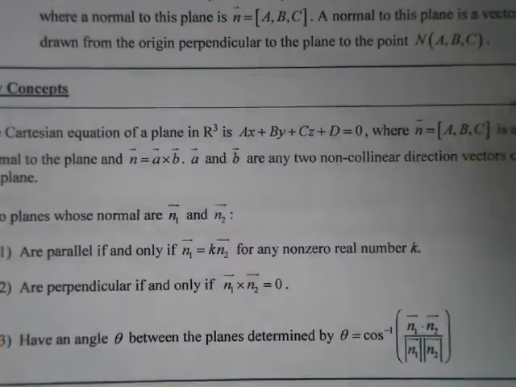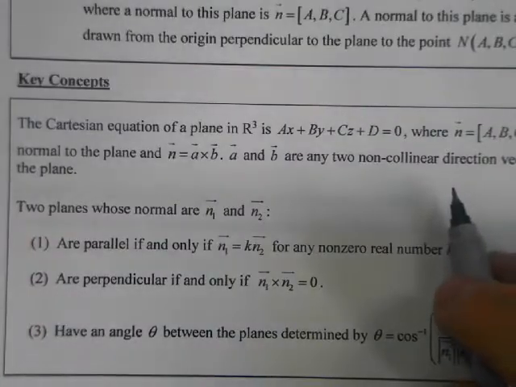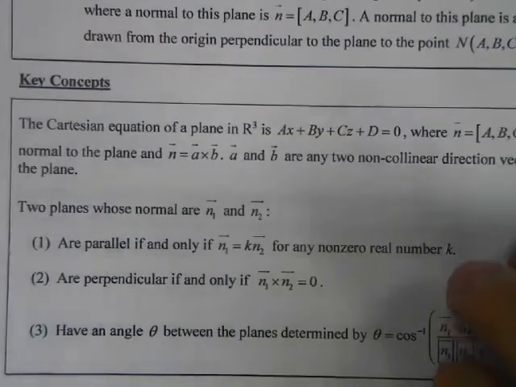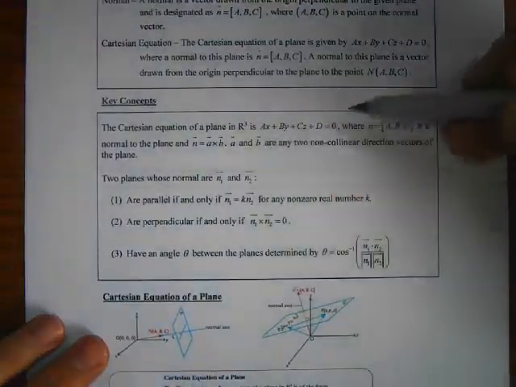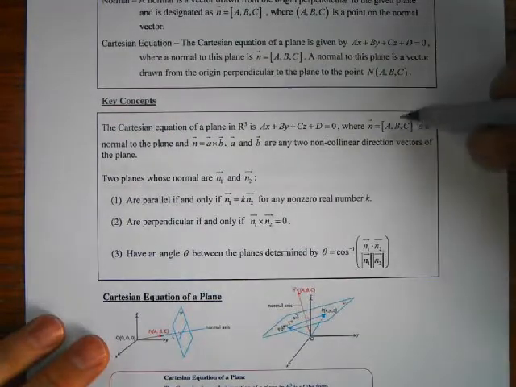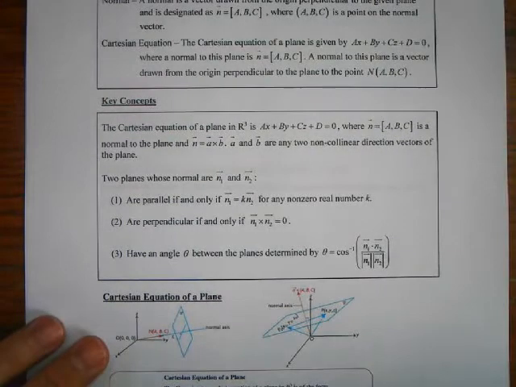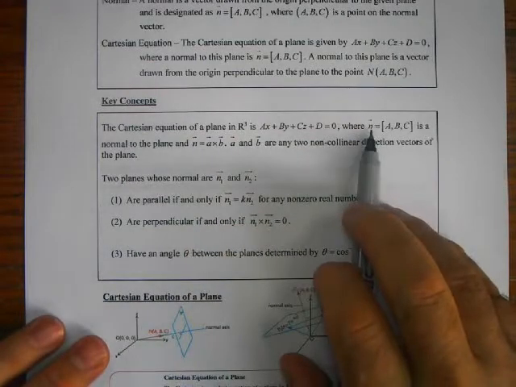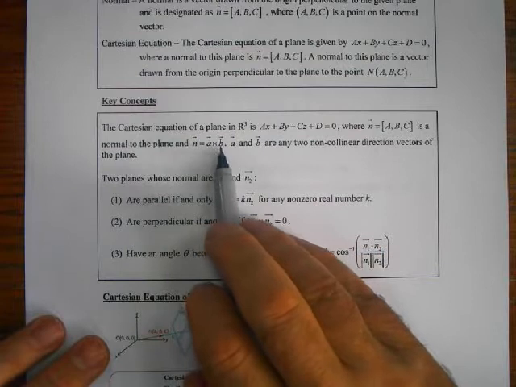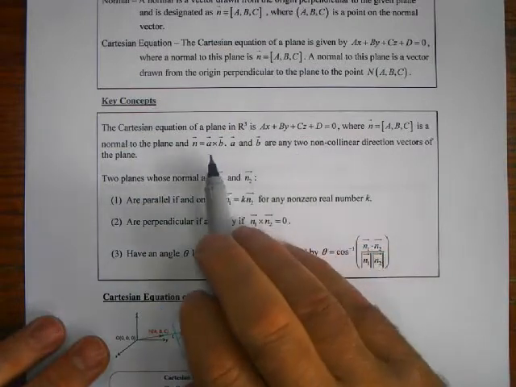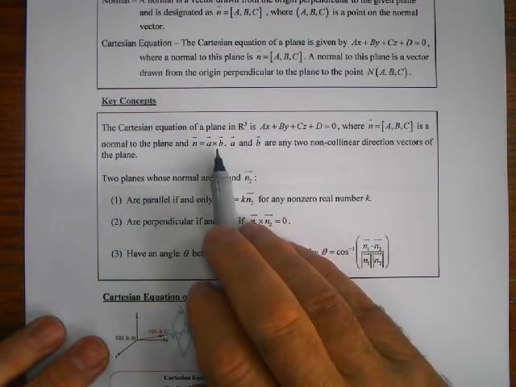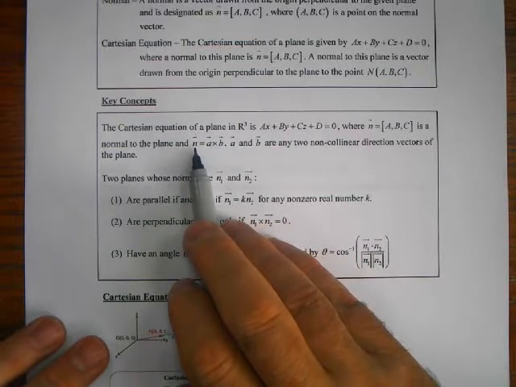If we go back to the key concepts, let me zoom out again. Again, here we have a definition of a plane in R3. The normal is A, B, C. And if we further extend that, if we had 2 vectors that were two non-collinear direction vectors on the plane, we can get a normal by just doing the cross product of the 2. So we did this last unit.